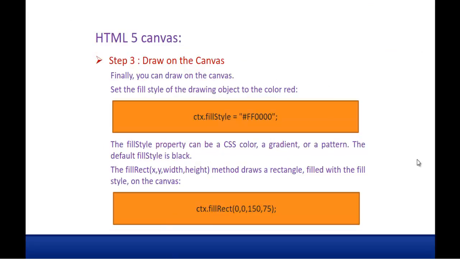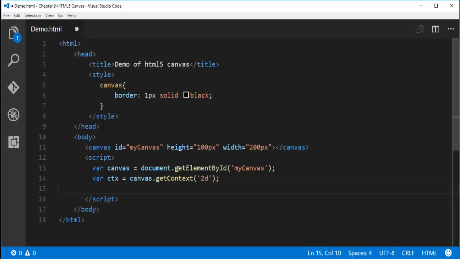Next step is we need to draw on the canvas. It's very simple. First I'll tell you my rectangle should have a background color of red. So how can I do that? With the help of this fillStyle property. So first let me go and set that. ctx.fillStyle is equal to, I need to pass the hexa code. It's red color, so I'm passing that in the hexa code format.